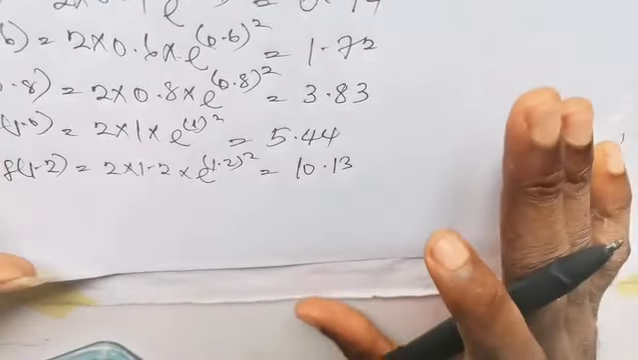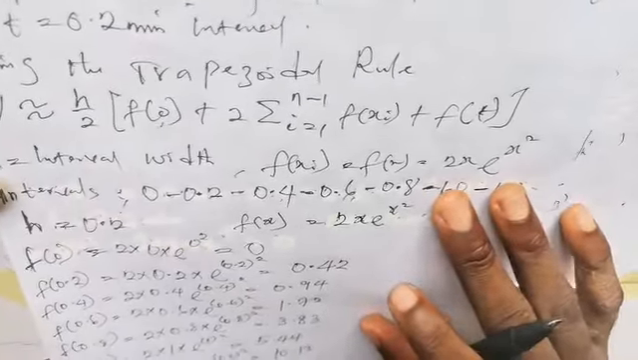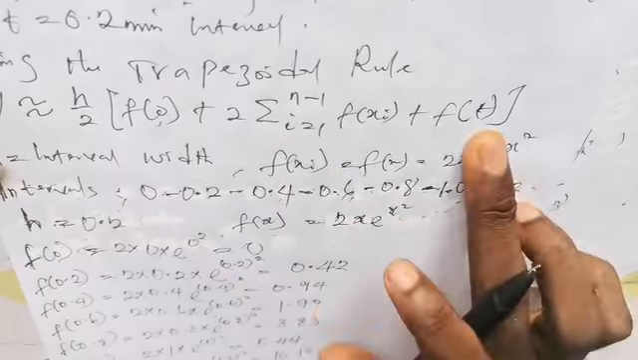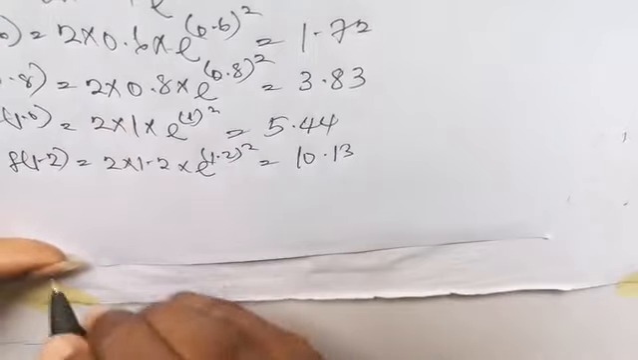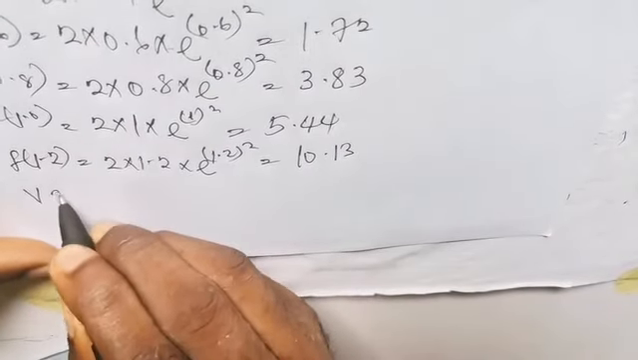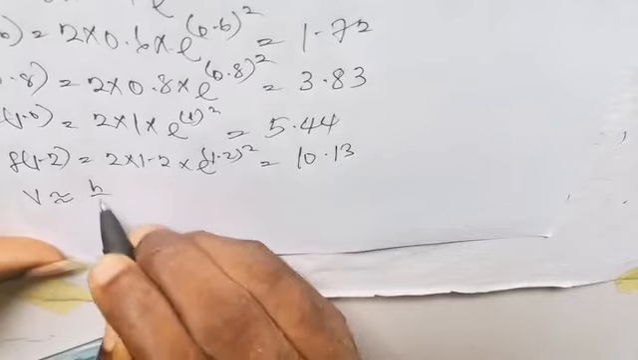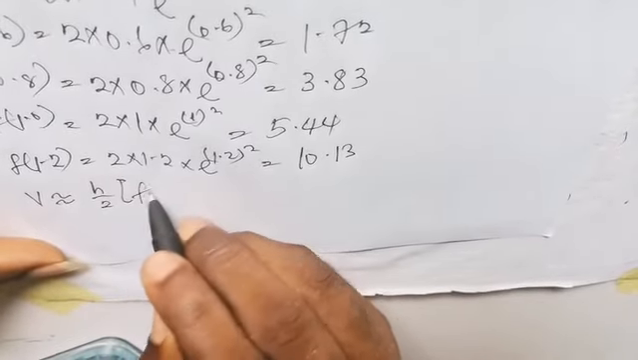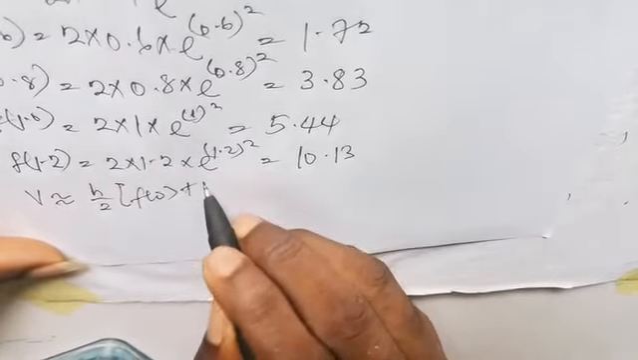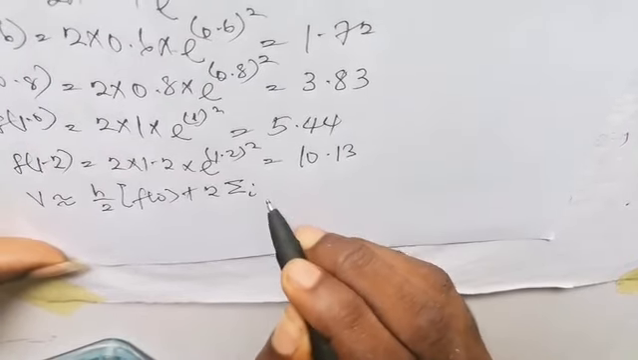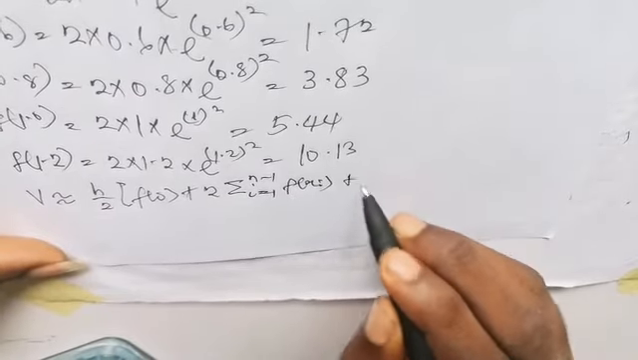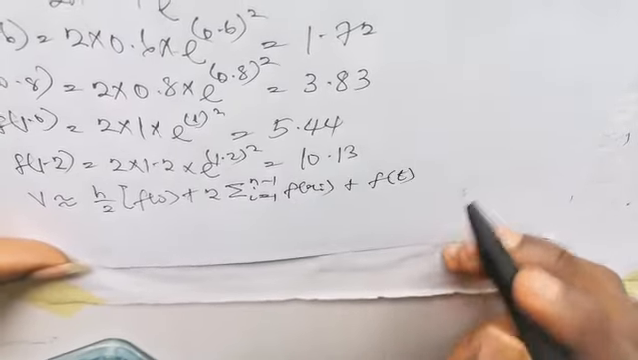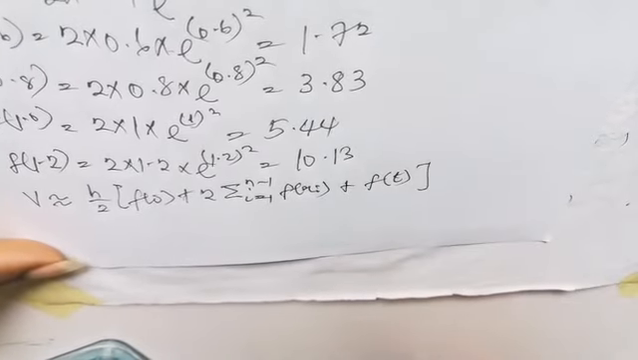After getting all this, all you need to do is put these values into the equation for velocity. It's as simple as this. Let me state the formula here: the velocity is equivalent to the width all over 2, times f of 0 plus 2 times the summation from i equals 1 to n minus 1 of the intermediate function values, plus f of t, the function at the upper limit.